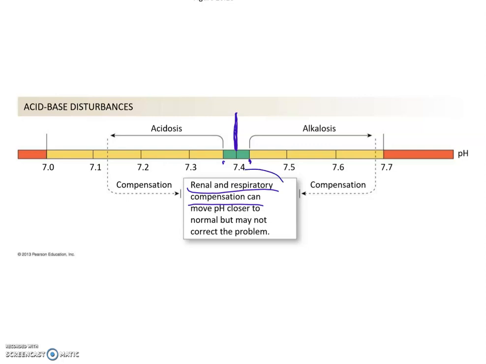Keep in mind that the respiratory system is more powerful than the renal system, maybe surprisingly, but respiratory is about 3/4 of the power to compensate for any kind of acid-base disturbances, and renal takes about the remaining 25%.